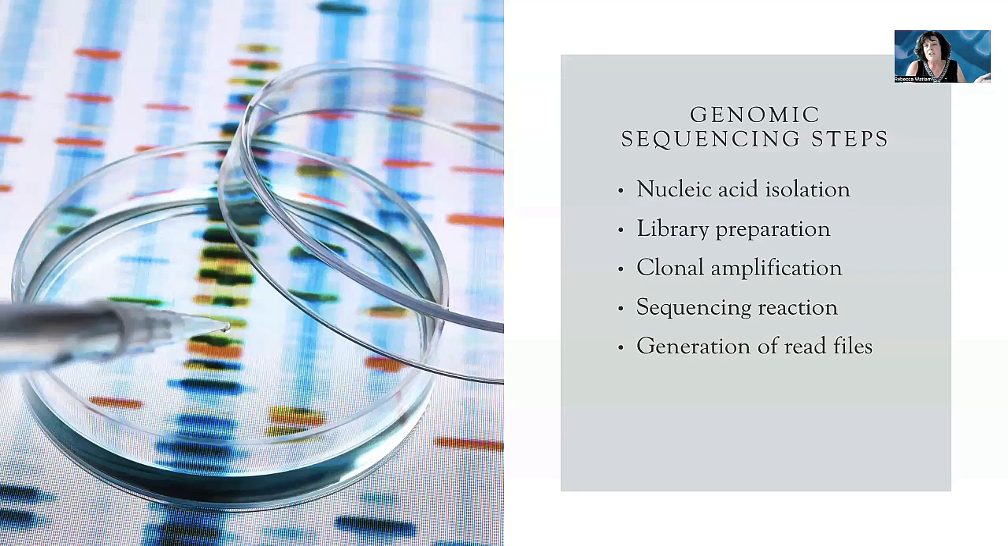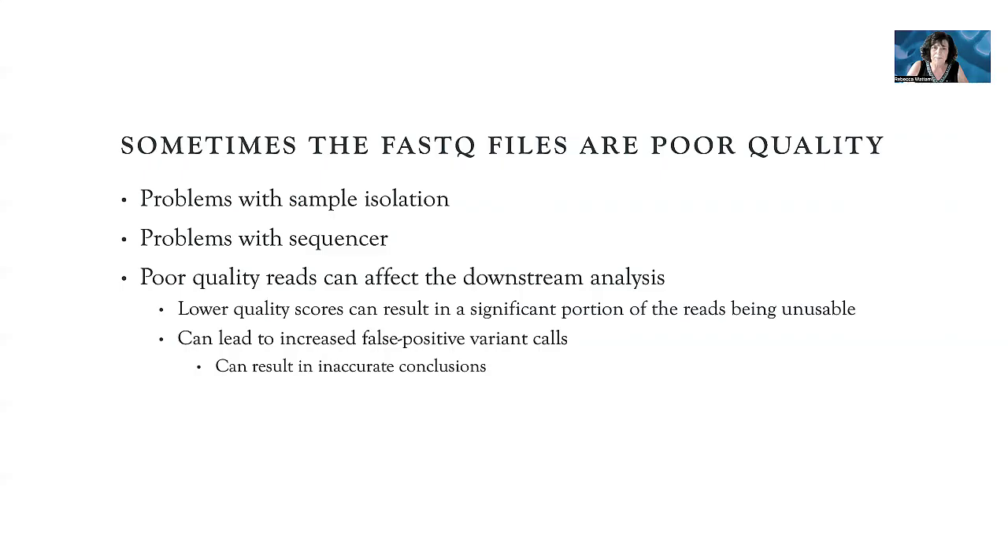When one is doing genome sequencing, first you're isolating the nucleic acid, and then generally this is what you ship off to the sequencing center, where they do the library preparation, the cloning, amplification, the sequencing reaction, and then they generate these read files, which are called FastQ files. I'm not sure where that comes from, but computer scientists, they find interesting names for everything.